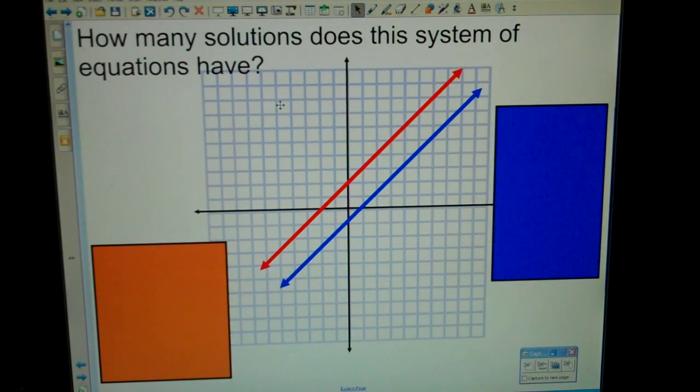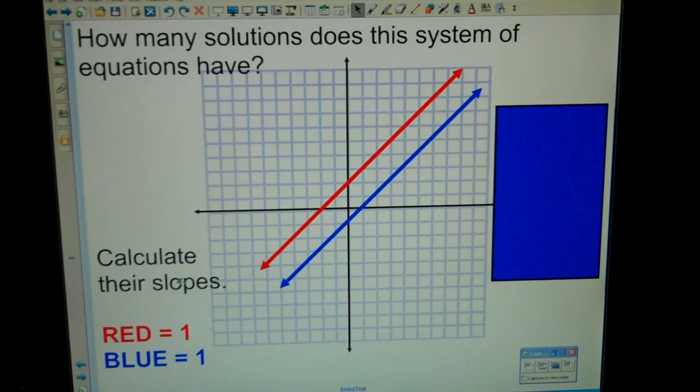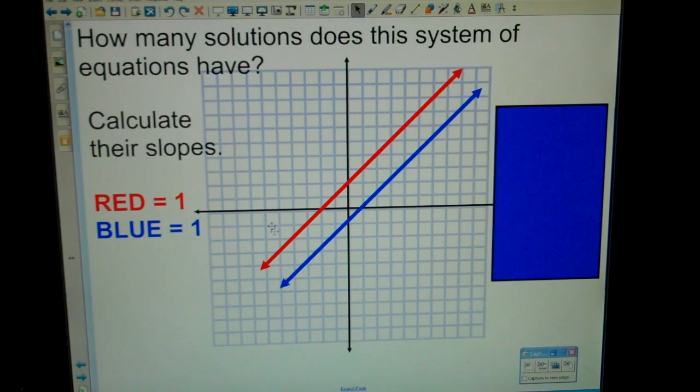Now, what I do want you to look at is I want you to calculate the slope for each one of these. Remember, that's rise over run, and you can simply count. You can count rise and count run. See what you get for the red line and for the blue line. Go ahead and pause me now and do that. I hope you came up with the slope of the red line is 1, up 1 over 1. The slope of the blue line is up 1 over 1.